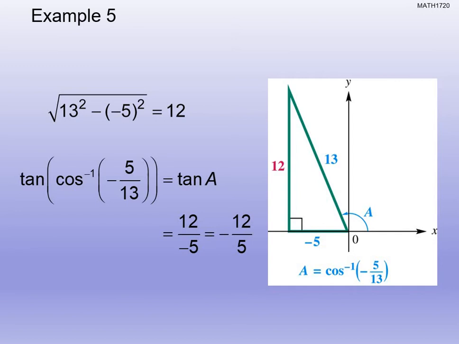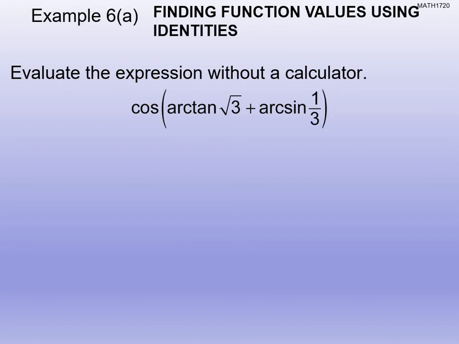Alright, so we're going to evaluate this expression without a calculator. So we have cosine, and then the argument here is arctangent of square root of 3 plus arcsine of 1/3. Okay, remember you can write that as tangent inverse of square root of 3 plus sine inverse of 1/3. However you want that to work out. Okay, so we have a couple of angles here that we have to sum. So we're going to start pulling all kinds of stuff from our previous chapters in here.